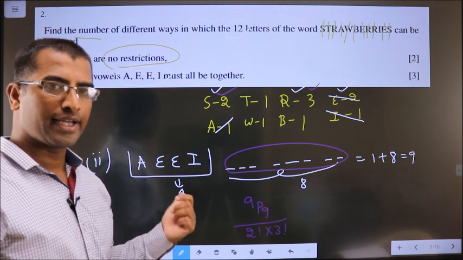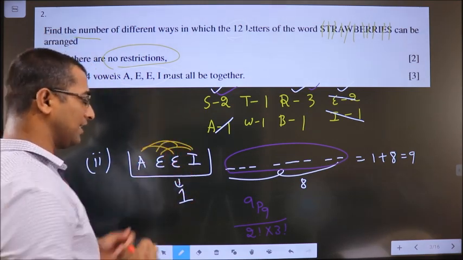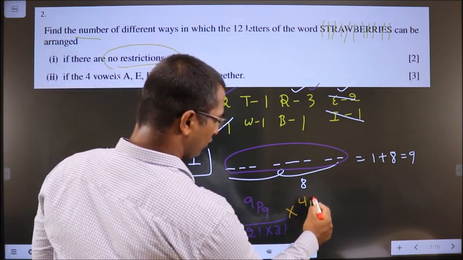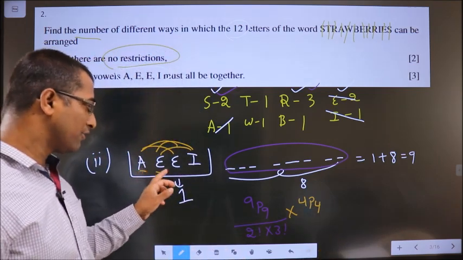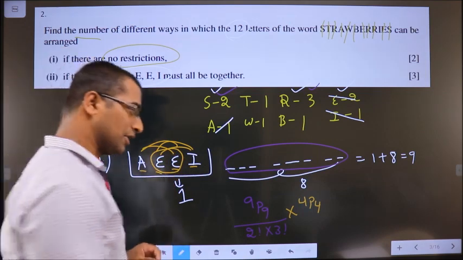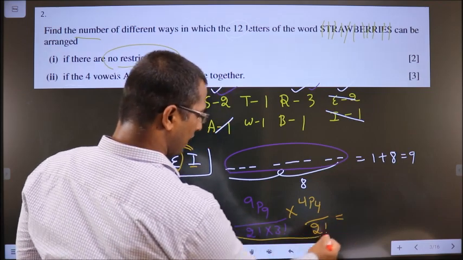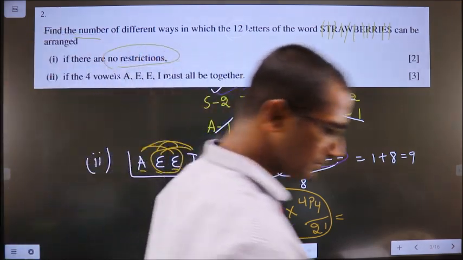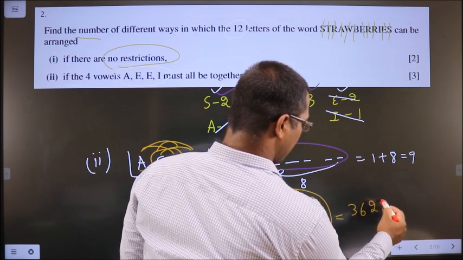Now look at inside the box. Inside, again, these can be shuffled. 4 letters can be shuffled in 4P4 ways. Now, in these 4 letters also 2 E's are identical, so divide by 2 factorial. Put this all at once in the calculator. You get the answer to be 362,880.